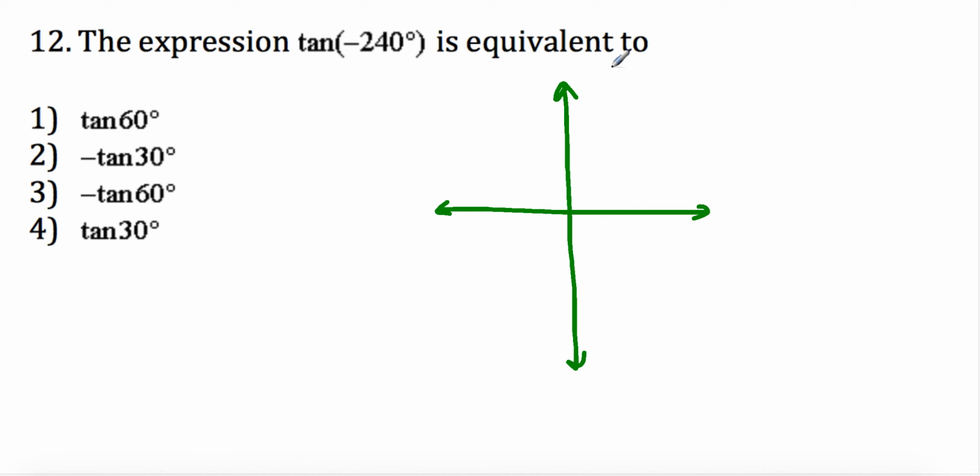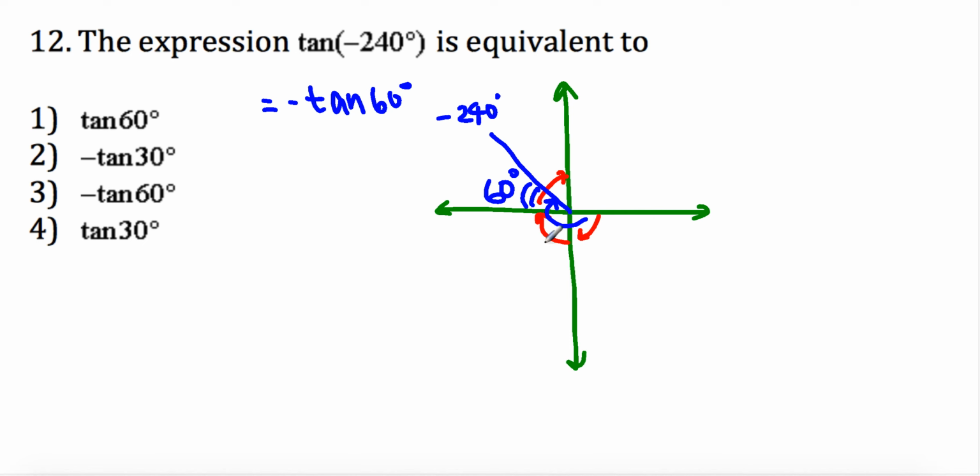Negative, once again, I have to go backwards. This is 90, 180, 270. So the fact that I want to go for negative 240, then it's going to be somewhere around here. This is similar to the previous question, from here to here. But to find the reference angle, which is between 180 to 240, we know that that's equal to 60-degree angles. And tangent in the second quadrant is equal to negative, so we know that this is equal to negative tangent of 60 degrees, which is choice 3.